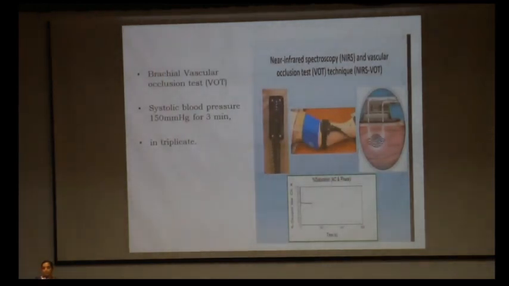And what was done was a vascular occlusion technique. That is, a cuff was tied around the brachial artery, it was inflated, and the monitor was applied in the forearm to see the response to the occlusion technique. So what was done? The pressure was elevated to 150 millimeters of mercury for 3 minutes, and this was done thrice. So each time, the response to repeated ischemia was seen.